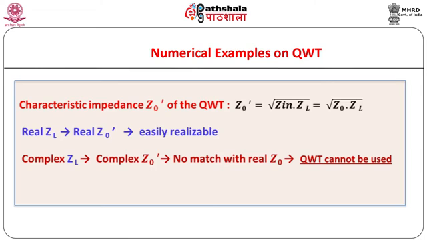Have a look at the formula for characteristic impedance Z0' of the QWT, namely Z0' is equal to square root of Z0 into ZL. Accordingly, if the load impedance ZL is real, then obviously the characteristic impedance Z0' of the QWT will also be real and can be realized easily. However, if ZL is complex, then Z0' will also be complex, which will not match with the real Z0. In such a case, QWT cannot be used.